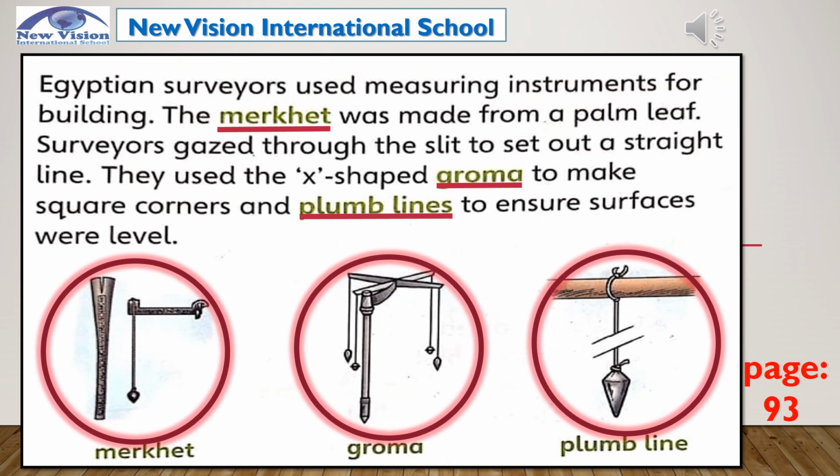Egyptian surveyors used measuring instruments for building. The mercat was made from a palm leaf. Surveyors gazed through the slit to set out a straight line. They used the X-shaped groma to make square corners and plumb lines to ensure surfaces were level.